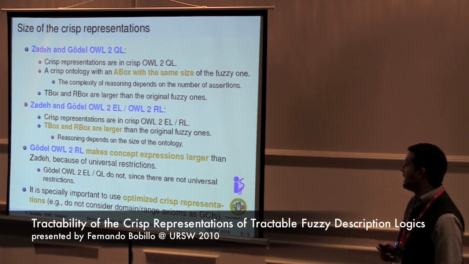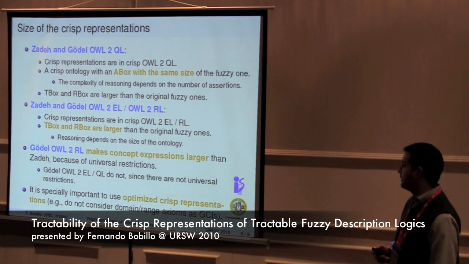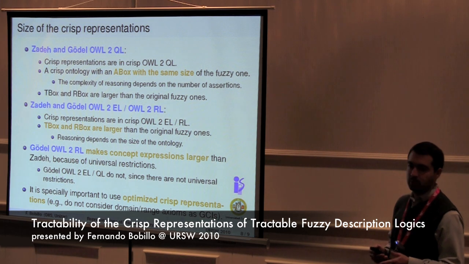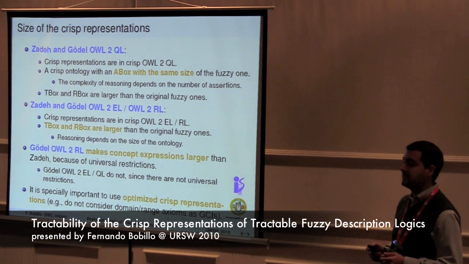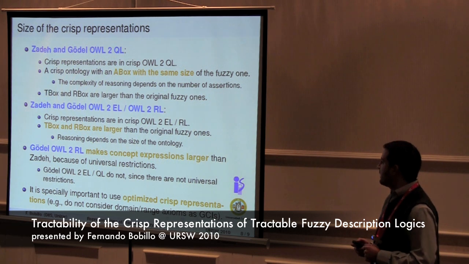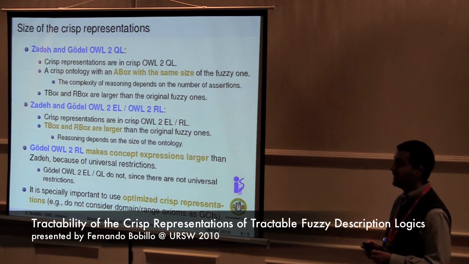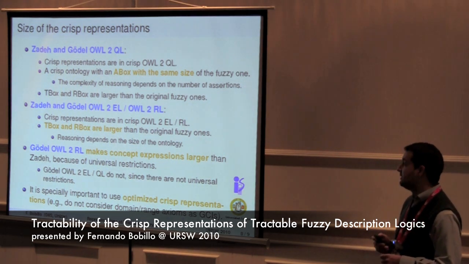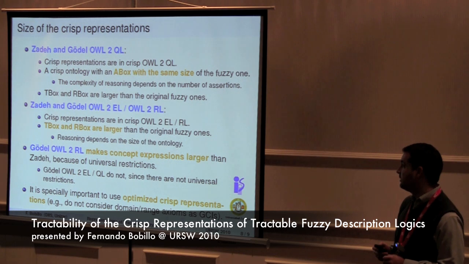Now, in the cases of EL and RL, the crisp representations are again in a crisp tractable language, EL and RL respectively. But now the TBox and the RBox are larger than the original fuzzy ones, as in the previous case, and since reasoning depends on the size of the ontology, the complexity increases. And a small comment about Gödel OWL 2 RL, because it makes concept expressions larger than Zadeh fuzzy logic, because of universal restriction, we need to build a conjunction over all the possibilities. This does not happen in EL and QL, because there universal restrictions are not allowed. But in RL, this happens and it has to be taken into account.